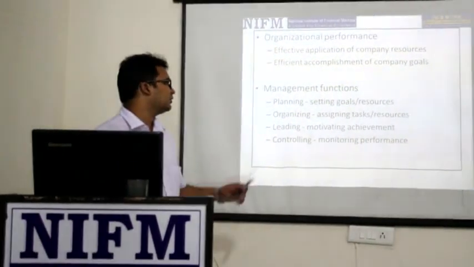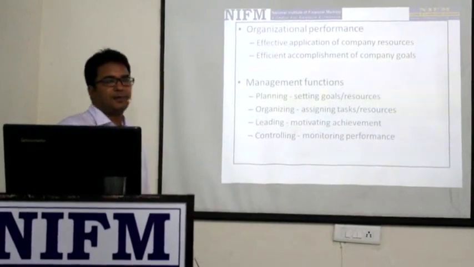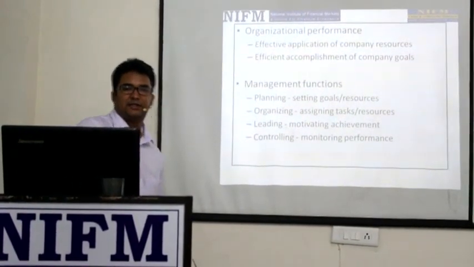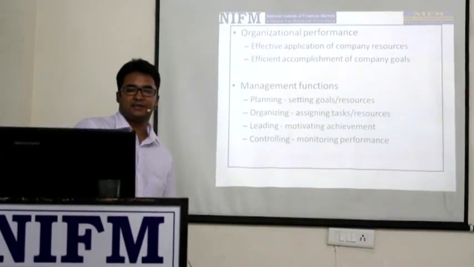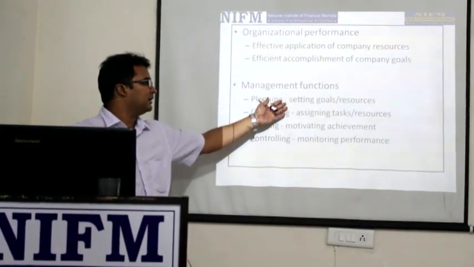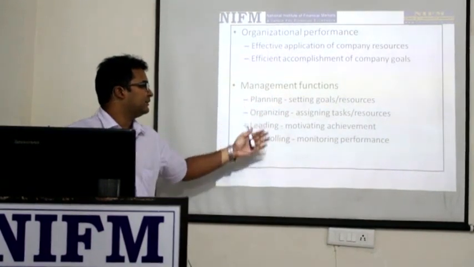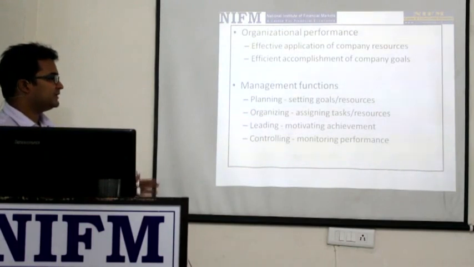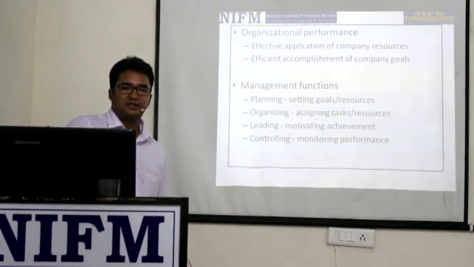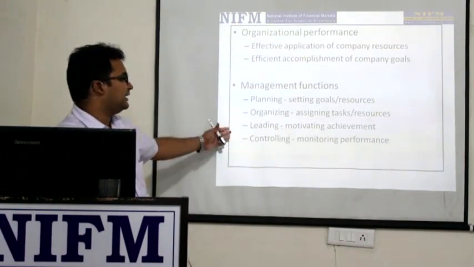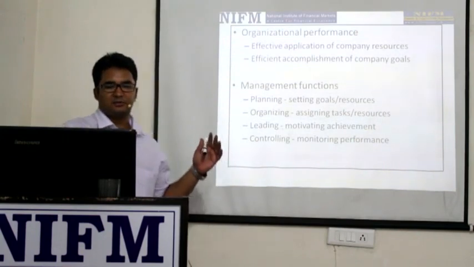So management functions include planning, organizing, leading and controlling. So planning is the goal setting or resource setting. Organizing is assigning task forces to reach those plans which are already there. And then there is leading. Leading is motivating the achievements. And last, controlling. Controlling is basically a check on all the accomplished elements of management.